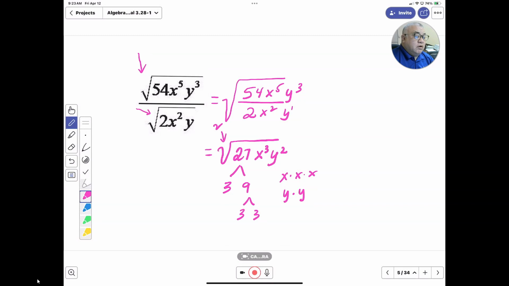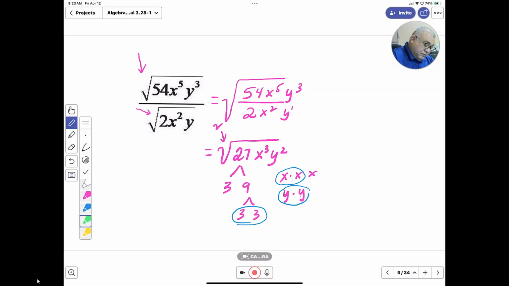And what we're looking for are groups of 2, so that's our index. So we have these 2, which is a group of 2. This here is a group of 2. And this here is a group of 2. By us finding the groups, we know that we can find the square root of 3 squared, we can find the square root of x squared, and we can find the square root of y squared.